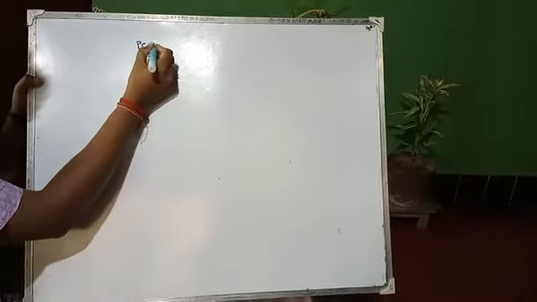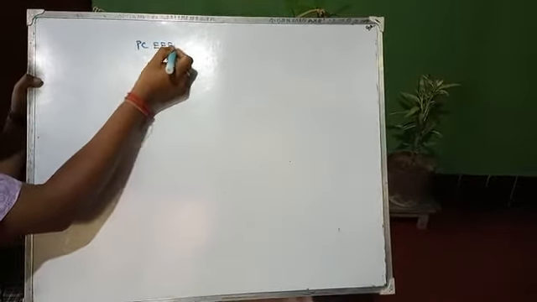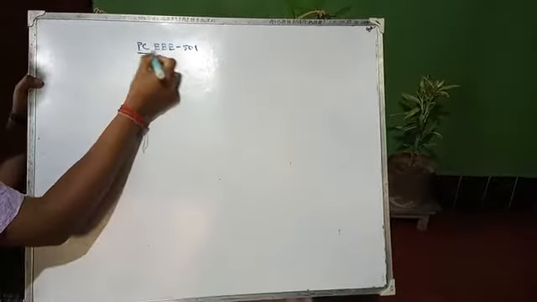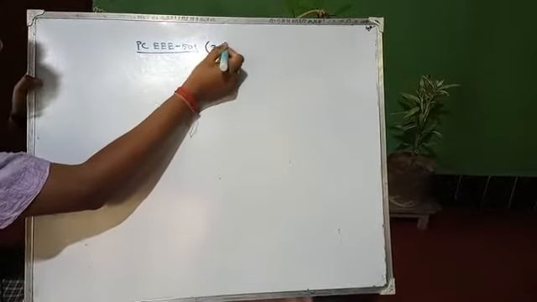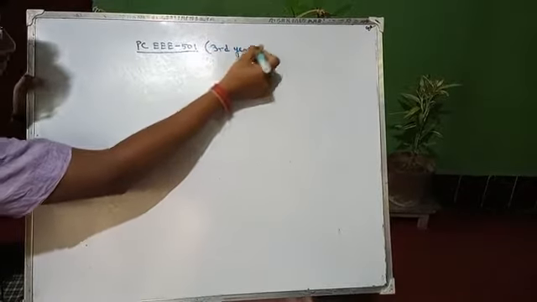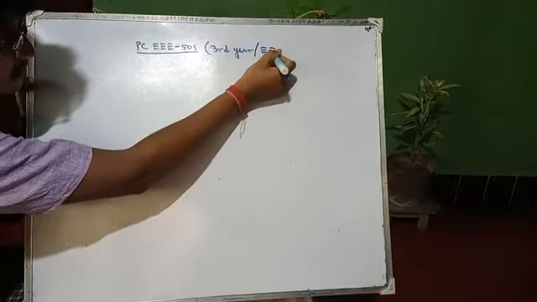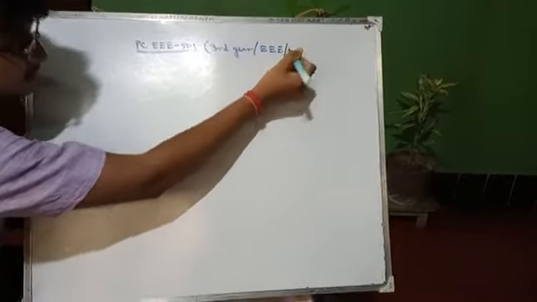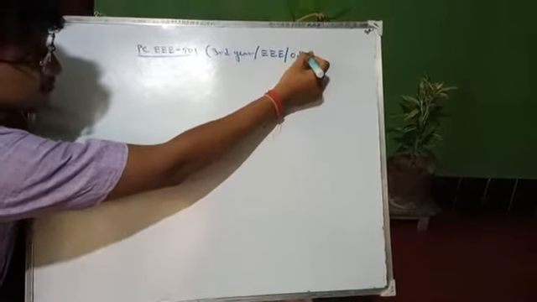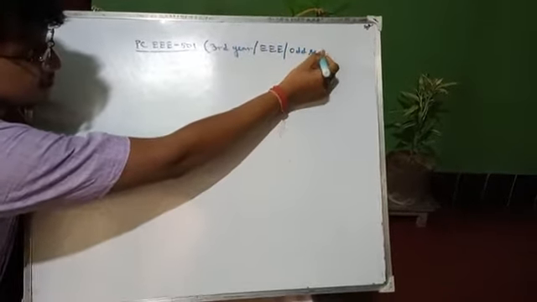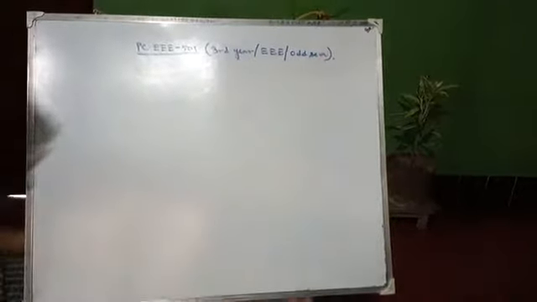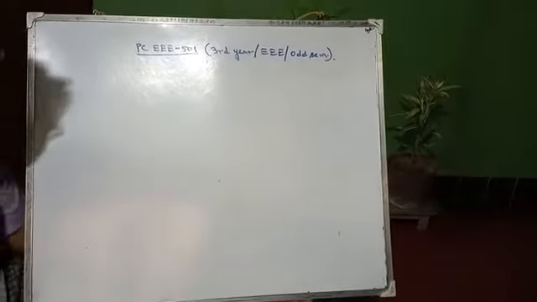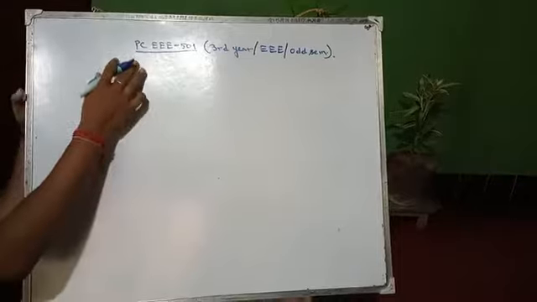Here the course code is PC EEE 501, for the third year EEE branch. This is Electrical Machine 2.